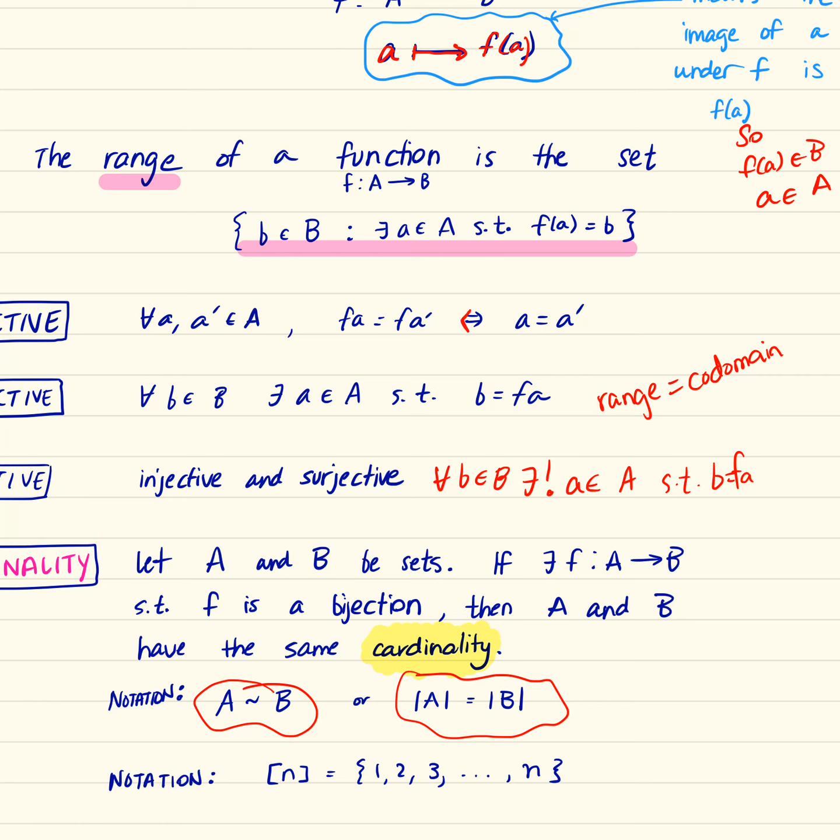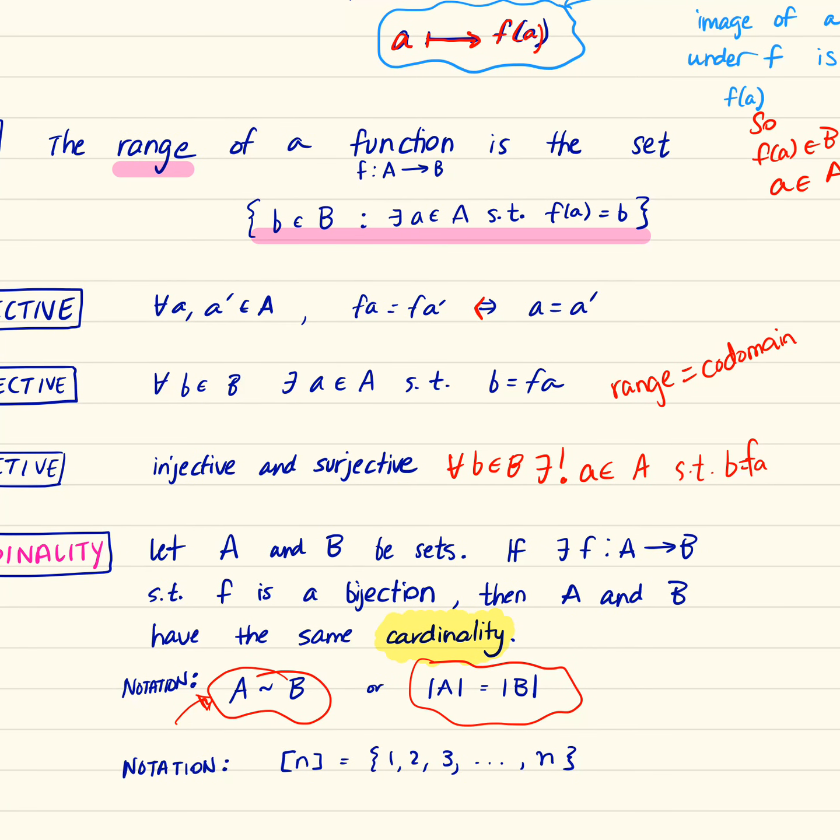Now this hints at the fact that having the same cardinality is an equivalence relation. Okay, we'll talk about that a little bit more on Tuesday. The last little bit of notation that I want to introduce is this notation here for the finite set that's just 1, 2, 3, all the way up to n. Here's our notation for it.